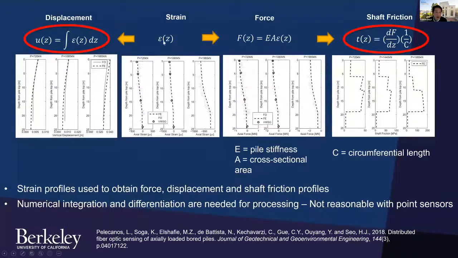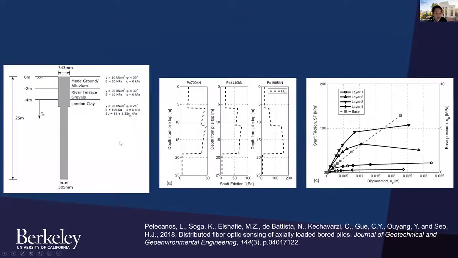But once you get your strain, you can integrate to get your displacement, and then you can get your shaft friction by looking at the gradient. And that's what you want to look at, the shaft friction versus the movement. And you can get what we call a TZ relationship, or t-z relationship as well. And you can read this particular paper to derive this from this data set of fiber optics to get your shaft friction with displacement.